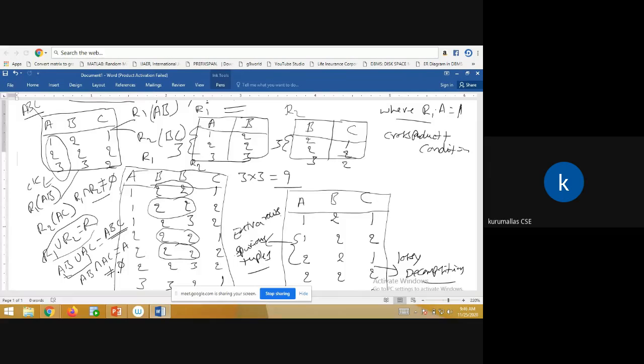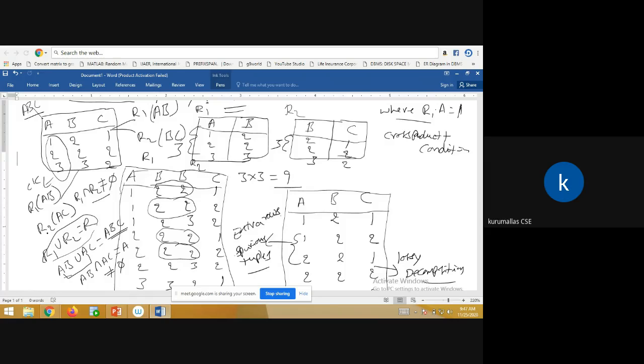This is about decomposition of this table, right? Remember, the common attribute here, where we are taking R1 of AB and R2 of AC, should be a candidate key or super key in either R1 or R2 or both tables. Then only we can get a lossless decomposition, right?